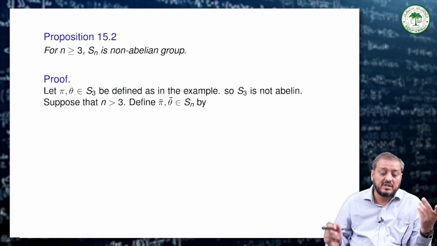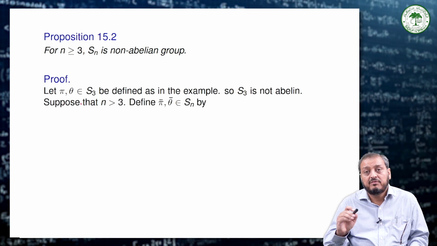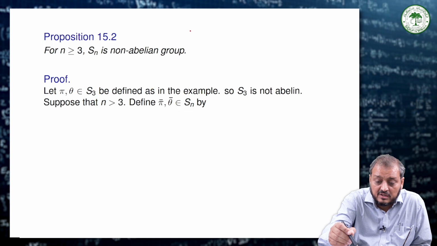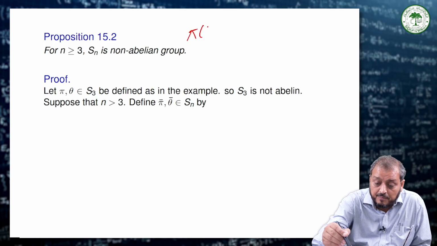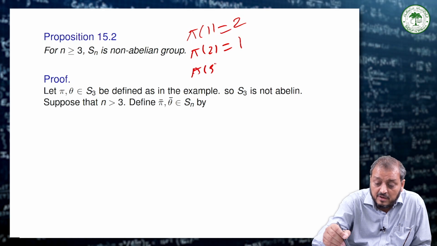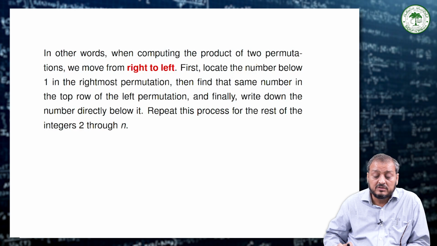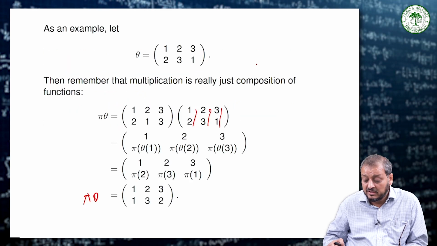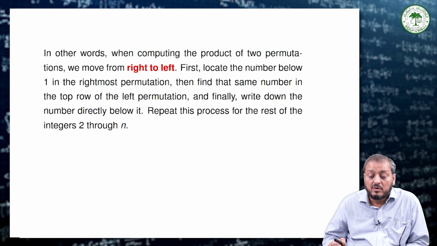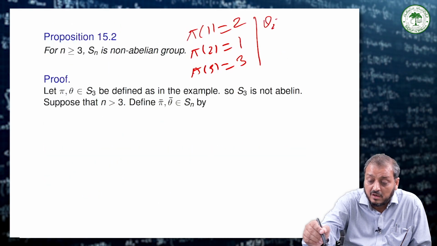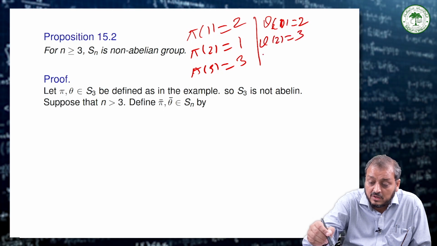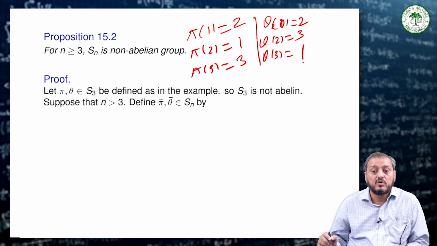So, let theta and pi be elements of S3 defined as in the example. Simply, pi of 1 is equal to 2, pi of 2 is equal to 1, and pi of 3 is equal to 3. And we define theta as follows: theta of 1 is equal to 2, theta of 2 is equal to 3, and theta of 3 is equal to 1.